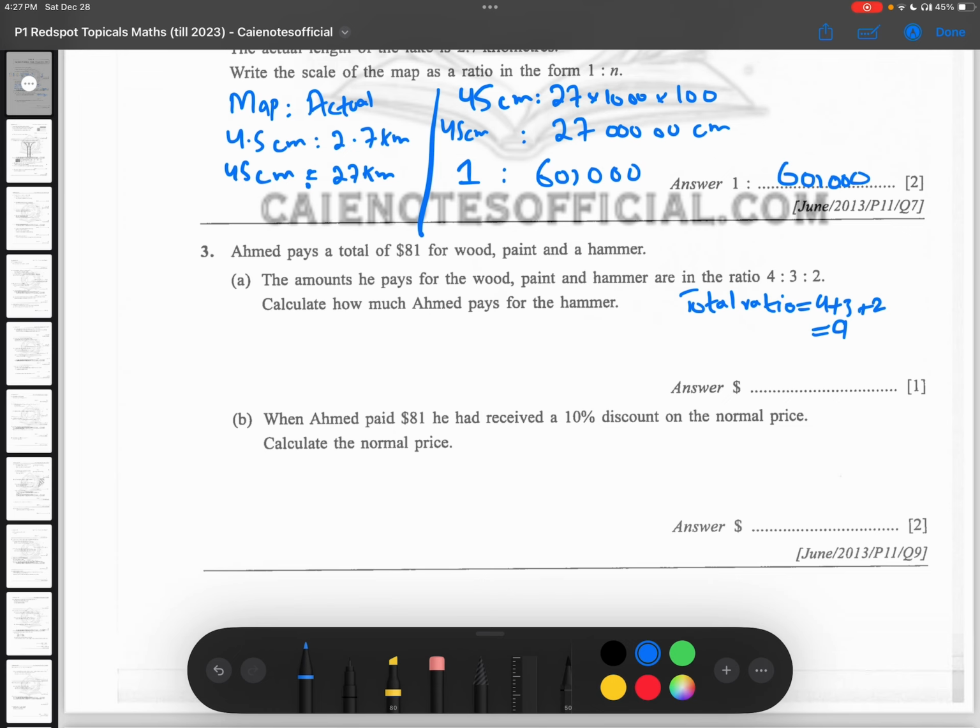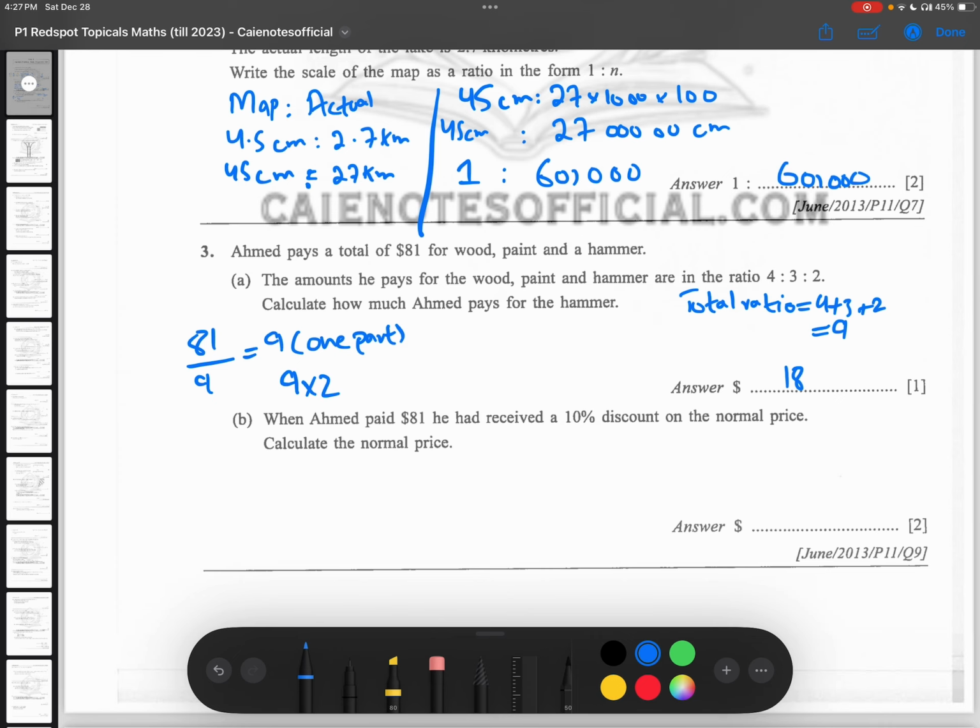So the total quantity is 81. Now if I divide the total quantity 81 by the total parts, I will get the value for one part. So 9 is the amount for one part. And we have to calculate how much Ahmed pays for the hammer. In the hammer there are two parts, so we will multiply 9 with 2 and we get 18. So Ahmed paid $18 for the hammer.